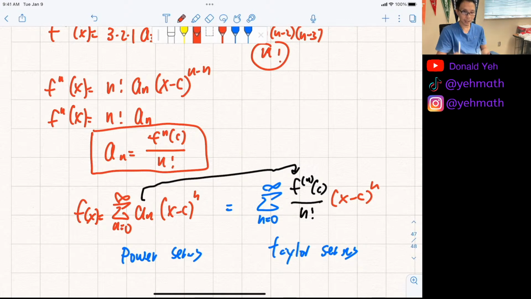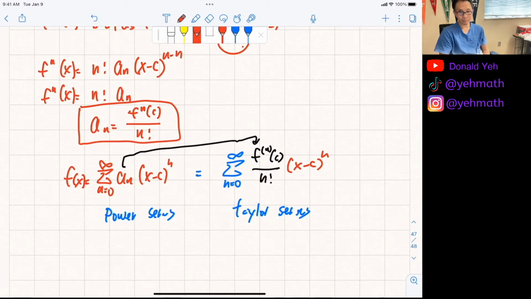Got it? Now, the (x minus c) to the n part of the Taylor series? Yeah, we're just replacing the a_n with that. Yeah, we just replace that. So replace a_n with f^(n)(c) over n factorial.